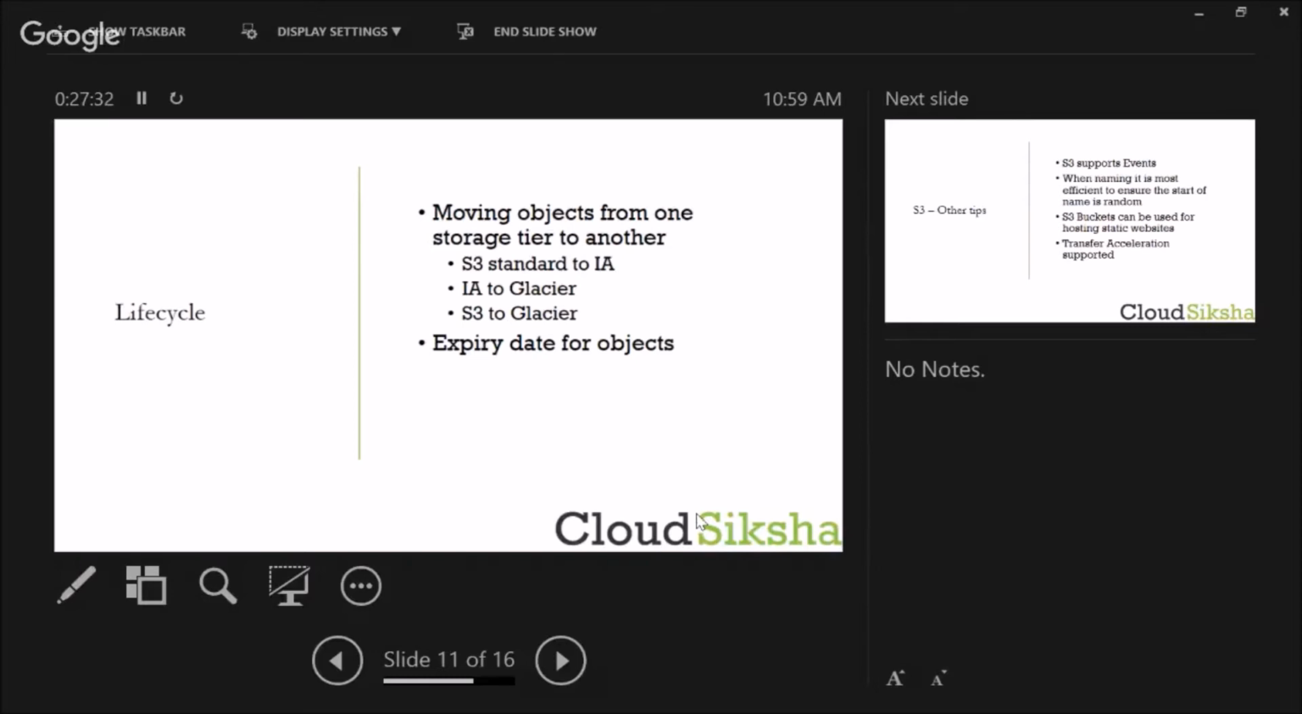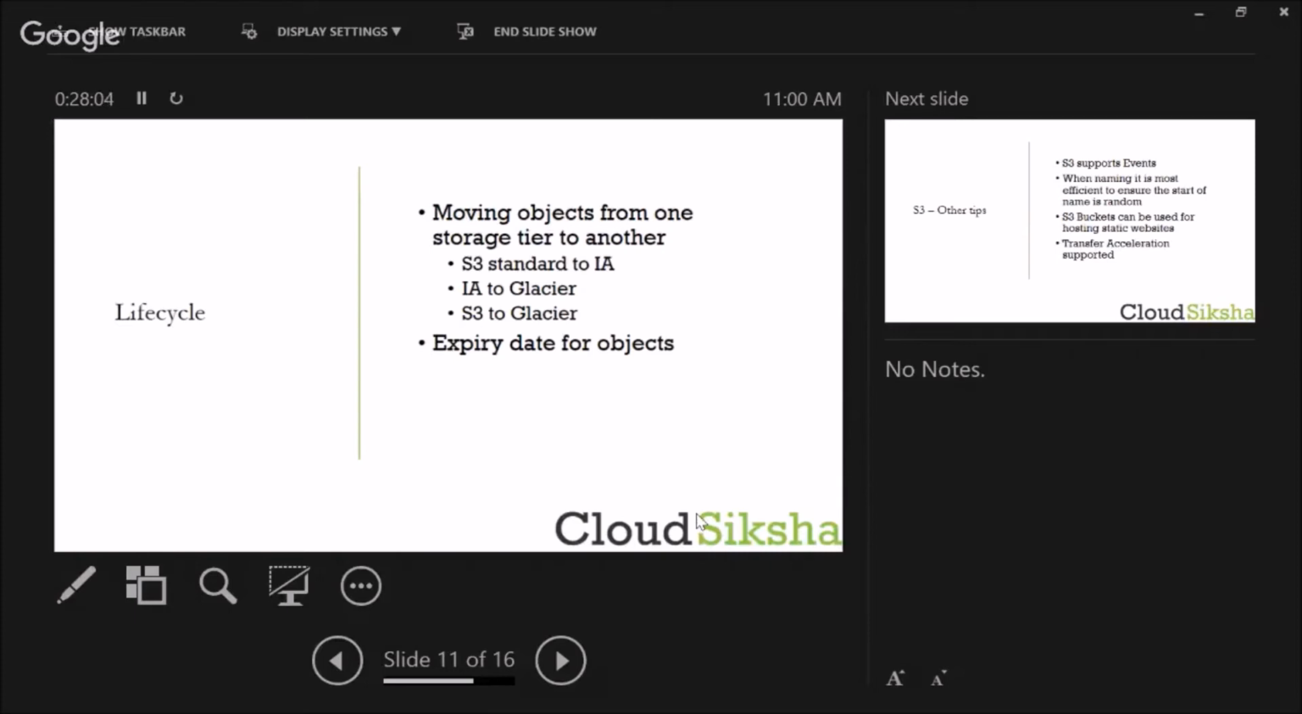So the questions that appear in the exam will be regarding this. They'll say, I have an object, or I have a file, and after 30 days the file is not accessed so often, and then after 6 months I don't need the file. How would you optimize this cost? In such cases, your answer would be that it goes to infrequent access, and then it goes directly to expiry. You don't need to move it into Glacier. So these sort of things you need to keep in mind.